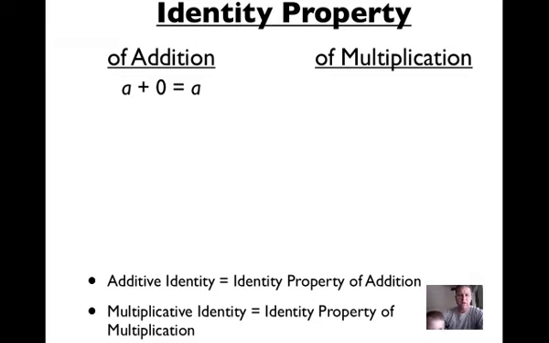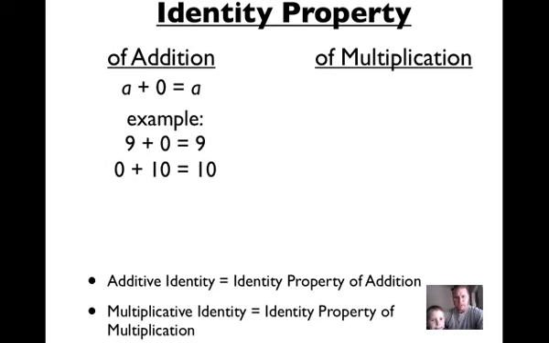Okay. So we have A plus 0 is equal to A. That's pretty easy. In other words, 9 plus 0 is equal to 9. 0 plus 10 is equal to 10. Yeah, just adding on 0. If you add 0 to anything, it doesn't change, does it? Now, multiplication, what can you multiply by and the number doesn't change? Do you know? No. So 9 times what would equal 9?